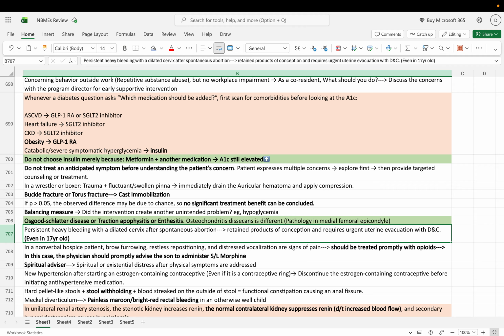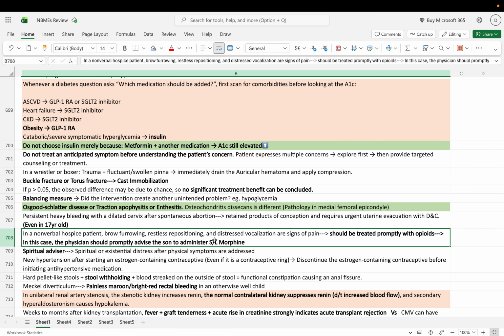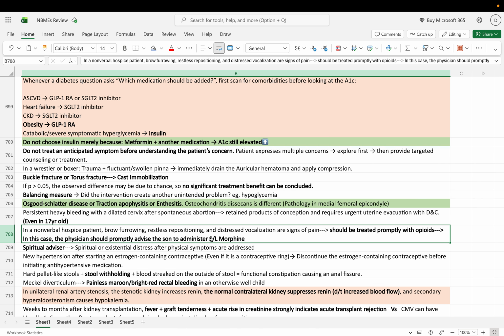Okay, let's continue. Persistent heavy bleeding with a dilated cervix after spontaneous abortion is classic for retained products of conception, and it requires urgent uterine evacuation with D&C, even if the patient's age is 17 years.